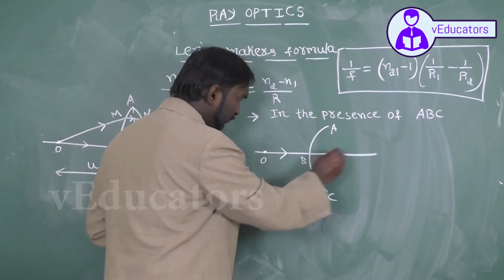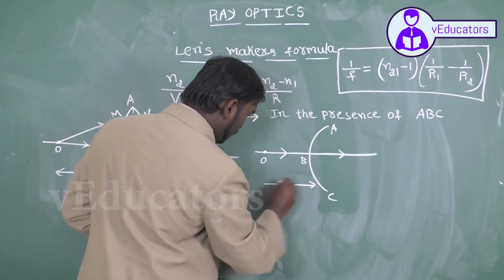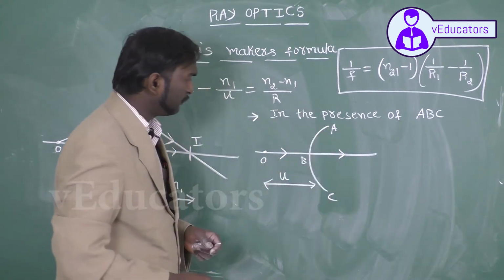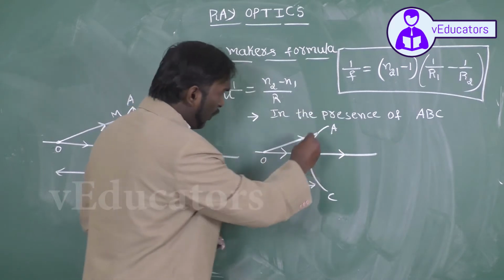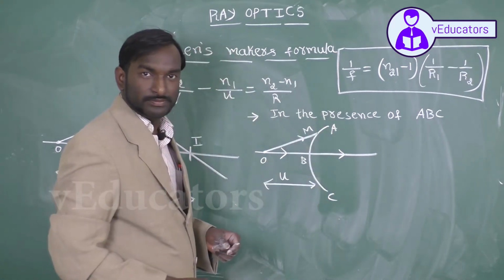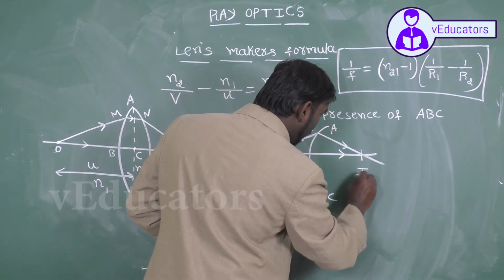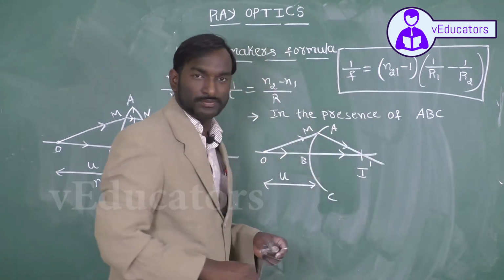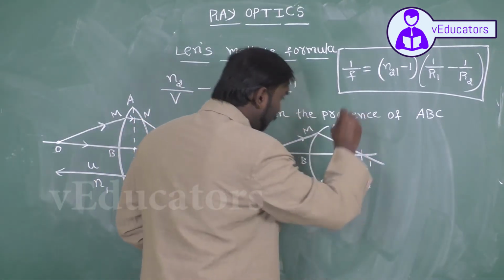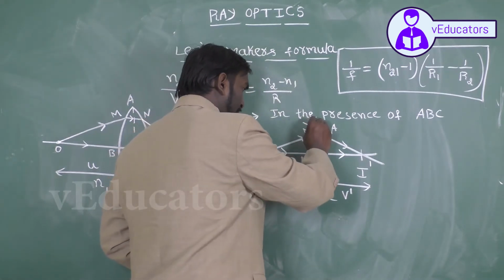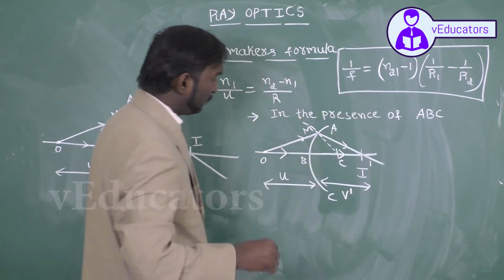It's an object, and this is the first incident ray. Object distance is u, and this ray strikes at the point M, refracts and gives an image I dash, which is at a distance of v dash. And I can draw a normal. It always passes through the center of curvature.